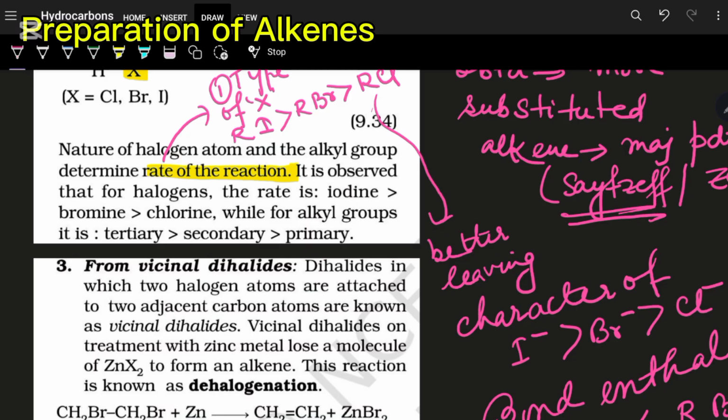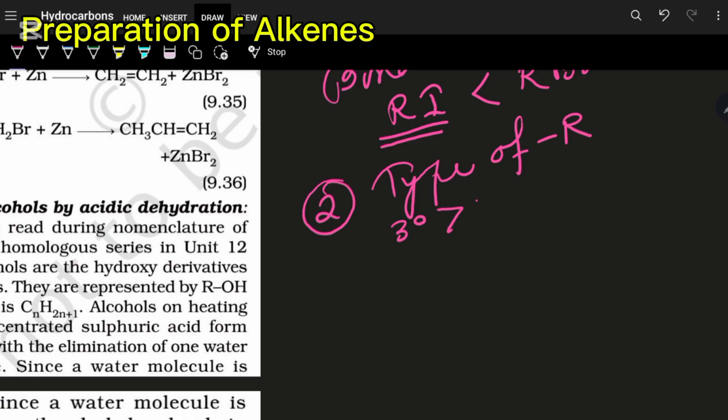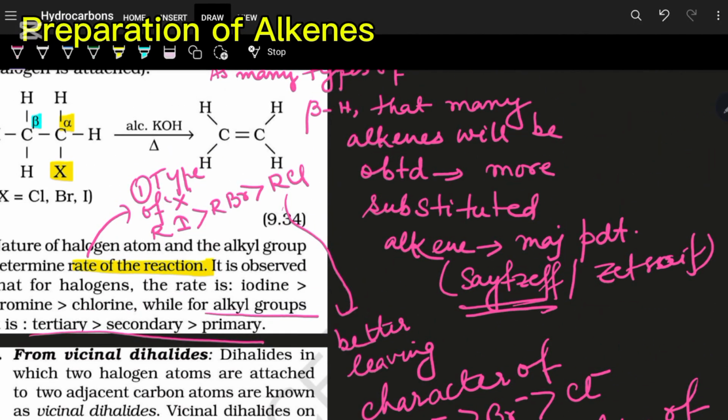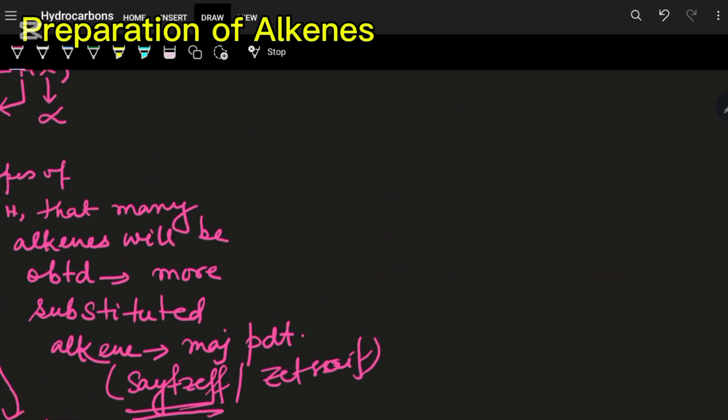Number 2 point is the type of alkyl group. For a 3 degree, it is greater than a 2 degree, than a 1 degree. Because if it is a 3 degree, then I will get more than one type of beta, and as many types of beta, that many products, and the reaction rate will also be fast, right? So let us see one such example.